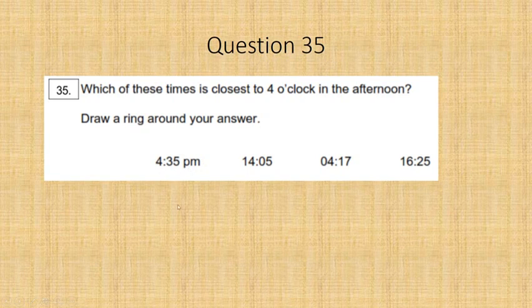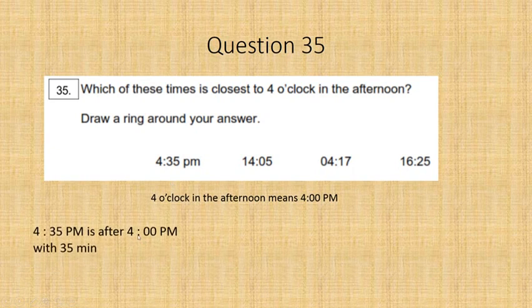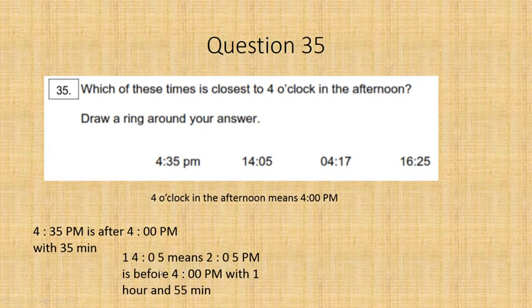So 4:35 p.m. First of all, I have to translate that. Closest to 4 o'clock in the afternoon. 4 o'clock in the afternoon means 4 p.m. So here it's 4:35 p.m., so it's after 4 p.m. with 35 minutes. The other one here, it's 14:05. I have to translate it into 12-hour format. If you count after 12, it's going to be 13, 14. So it's 2:05 p.m. It's before 4 p.m. with 1 hour and 55 minutes.